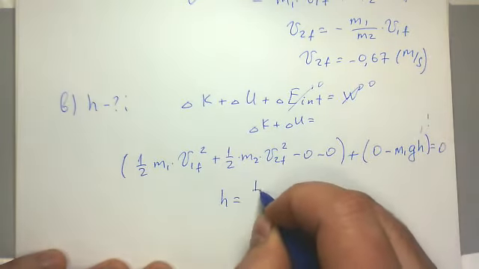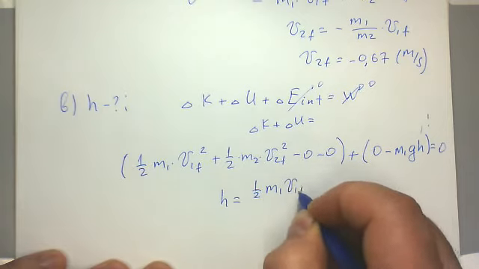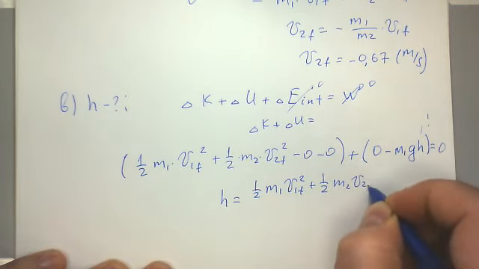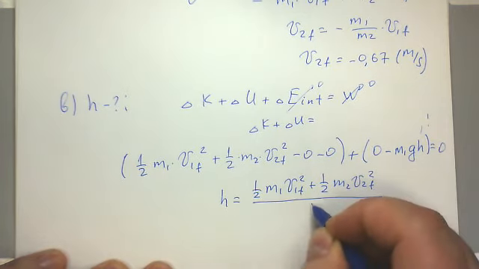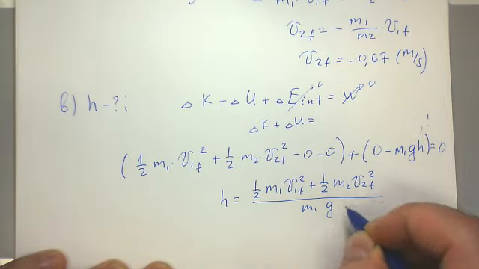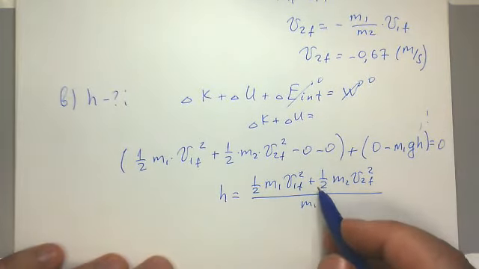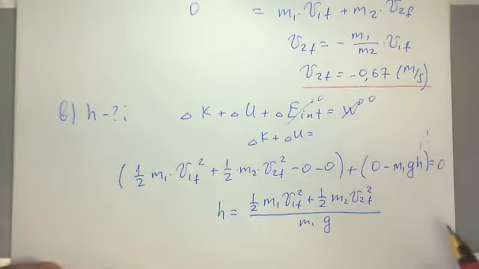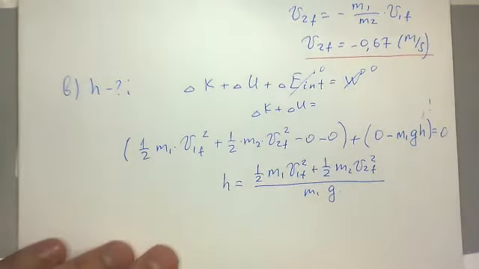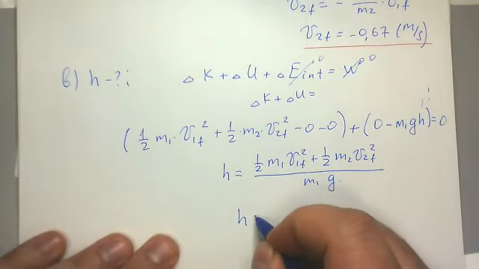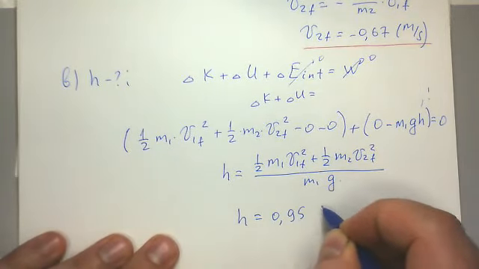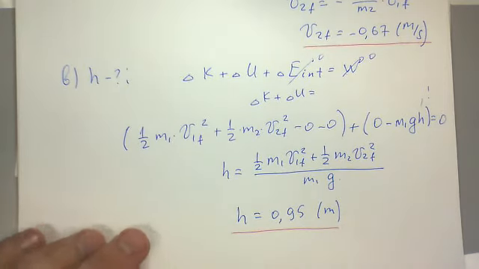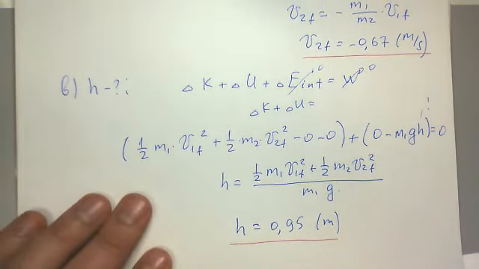We can express it like that: 1 over 2 M1 V1 final squared plus 1 over 2 M2 V2 final squared, over M1 g. When you substitute all the numbers, V2 final we just found, this one is given, and the masses are known, the height of the wedge is 0.95 meters. Okay, the problem is solved. Questions, please.